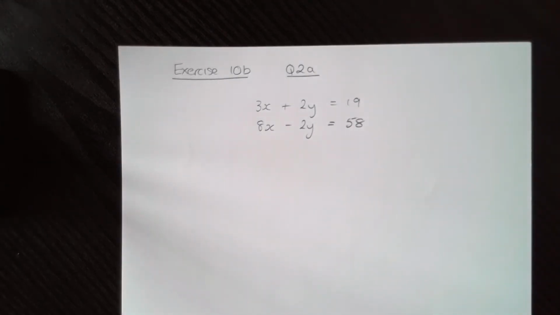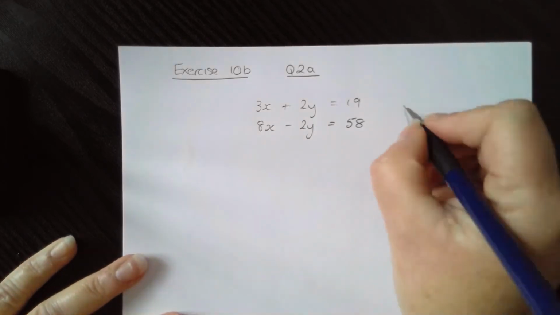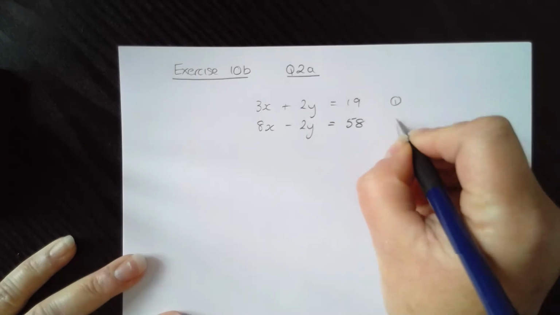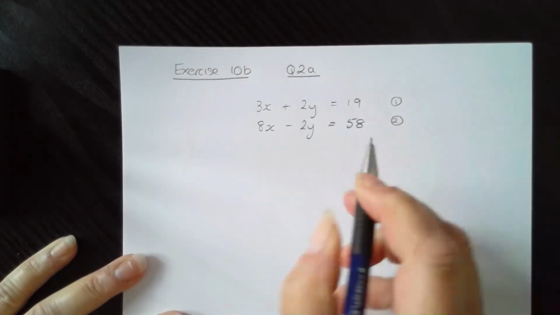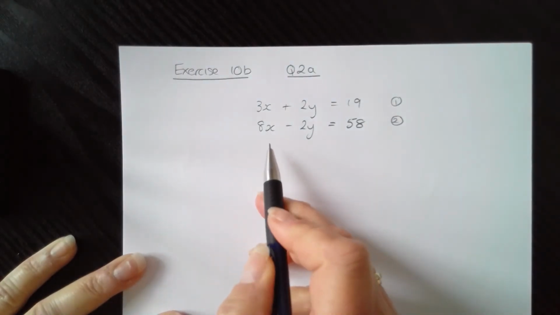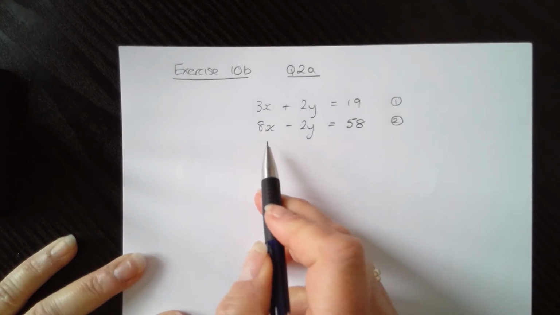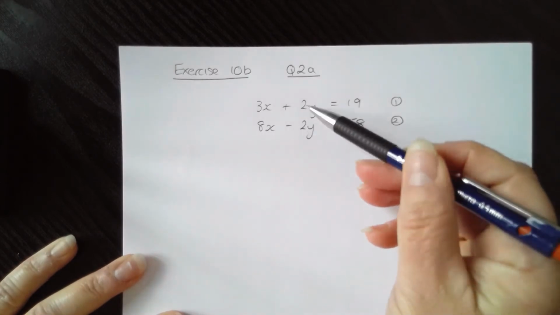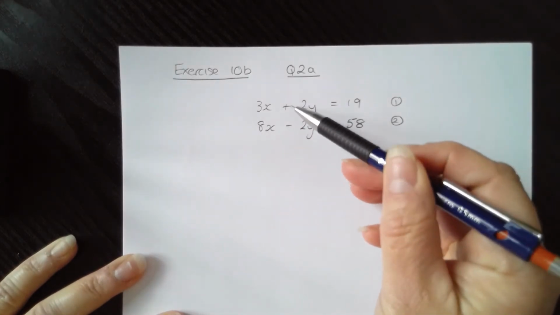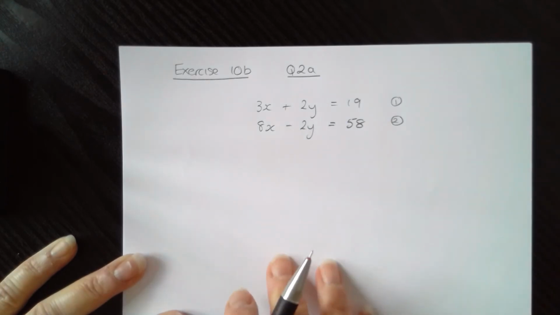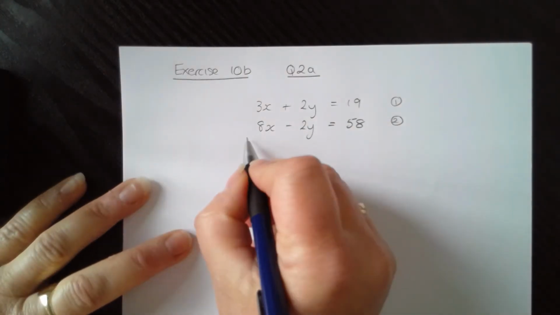So here's the first question, first part from question 2. As with all simultaneous equations, you label them first and then you look to see whether you are going to add or subtract. These numbers are the same, the signs are different, so I'm going to add them so that they cancel themselves out.